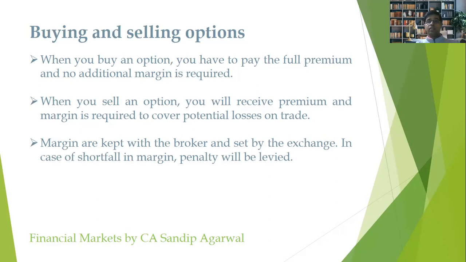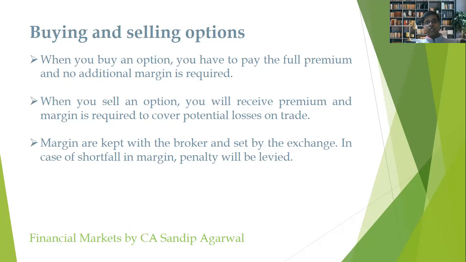Whereas if a person is selling that option, he would be receiving that 15,000 rupees, 300 into 50. But he would be required to maintain a margin with the broker in order to cover the potential losses on the trade. As we explained, the person who is buying an option, his risk is always limited and his reward is unlimited, which is vice versa in the case of the option seller. So when a person is selling the option, he is receiving the premium upfront, but he has to maintain a margin. In case the trade goes against him, there may be chances of incurring potential losses on that trade. So that's why he has to maintain the margin with the broker.